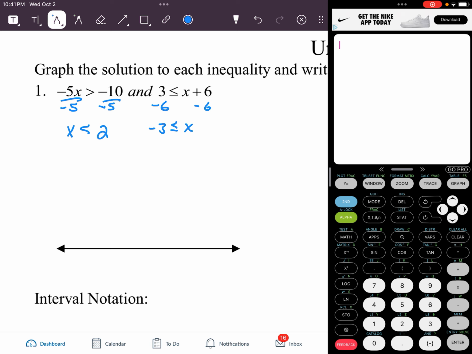I'm going to put my x on the left-hand side and flip everything around. Notice my inequality sign flips as well. I like my variables on the left so I can use the inequality sign to help me graph.